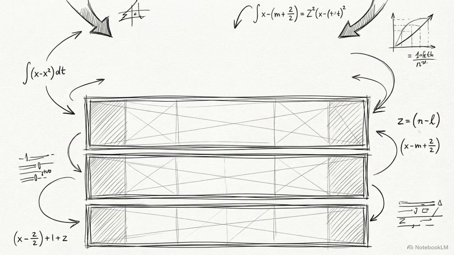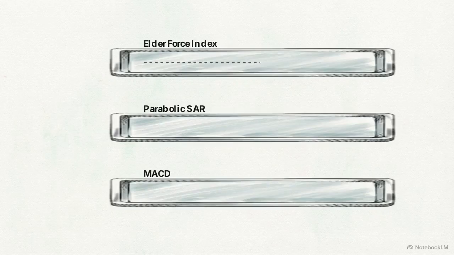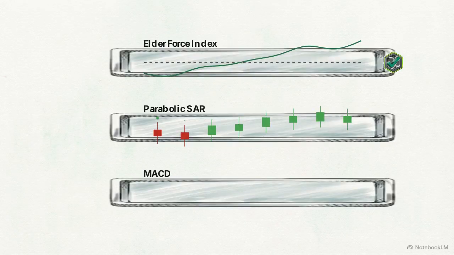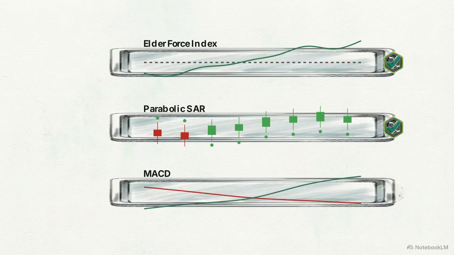Before risking capital, we require objective confirmation from 3 specific technical indicators. First condition: the Elder Force Index must cross distinctly above the zero horizon line. Next, the parabolic SAR must plot its dots below the price candles. Finally, the MACD line must actively cross up over its signal line.